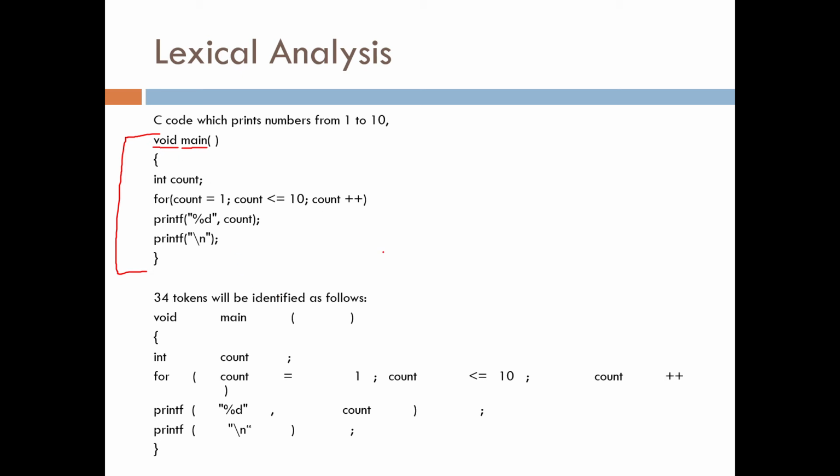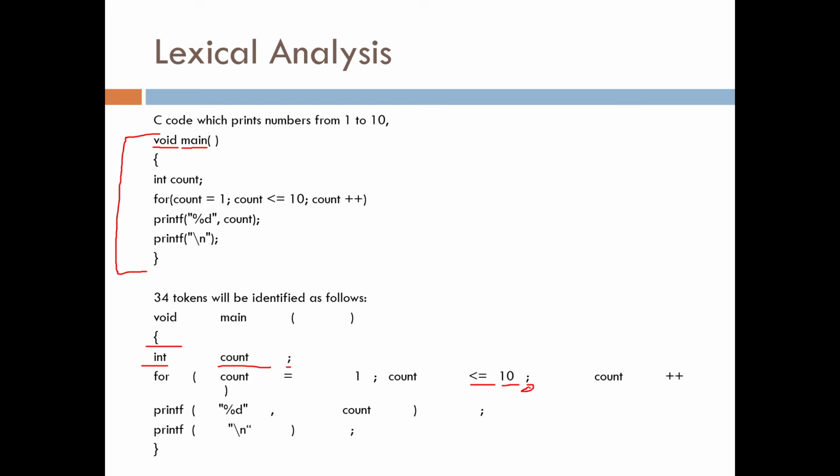You can just pause the video for a moment and try to count how many tokens will be there and what these tokens will be. So void is 1, main is 1, opening bracket, closing bracket, curly bracket, int, count, semicolon, all these are different tokens. Okay, so less than equal to 10 is a separate token, semicolon is a separate token. So all these tokens would be identified, right? So this is the work of a lexical analyzer.